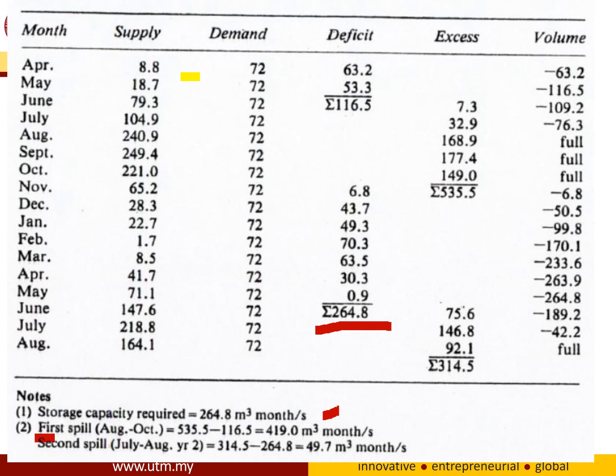Here, 535 excess minus 116. So 419 is the first spill. Okay, and then the second spill is 314 minus 264.